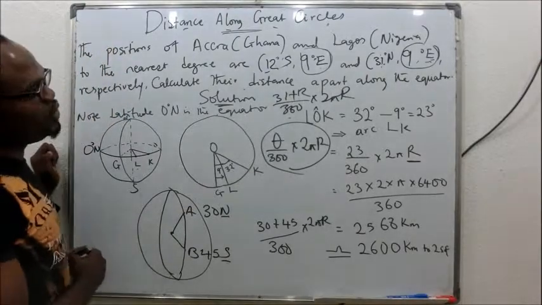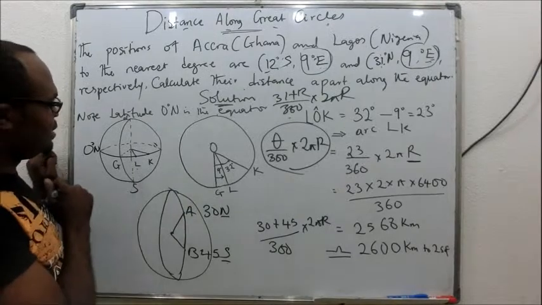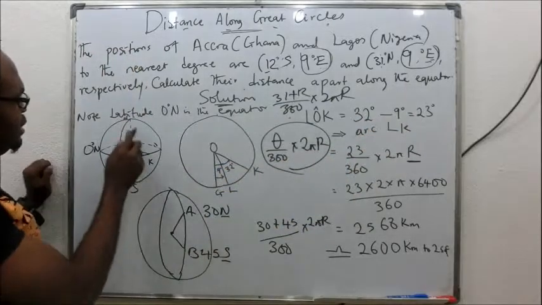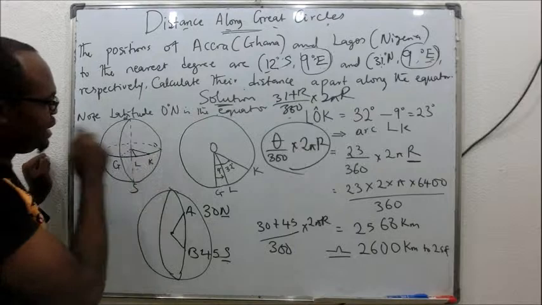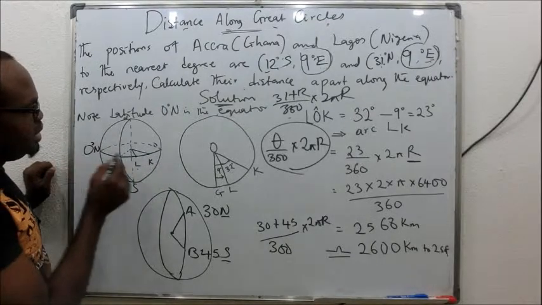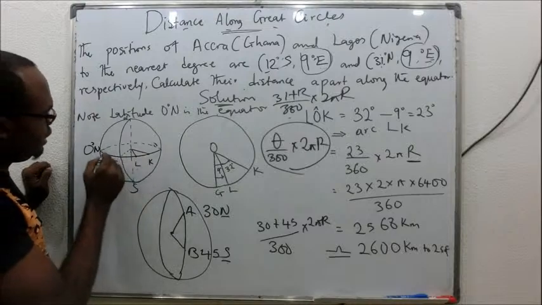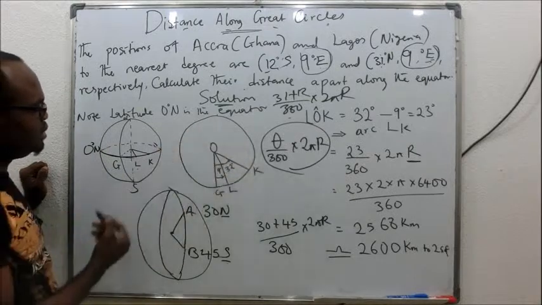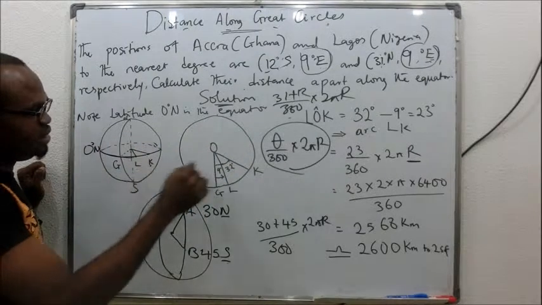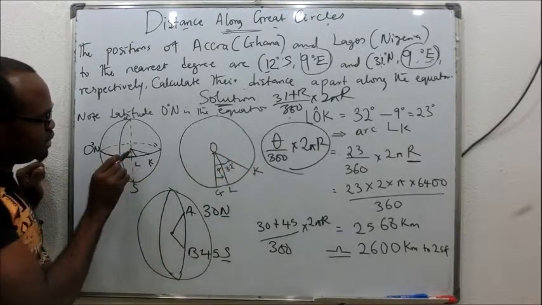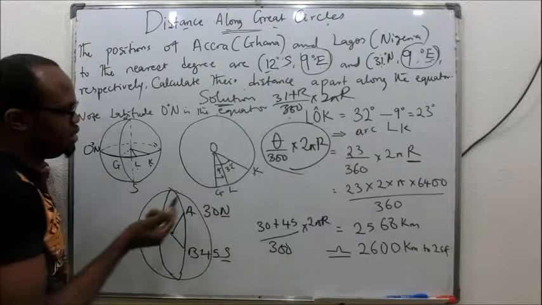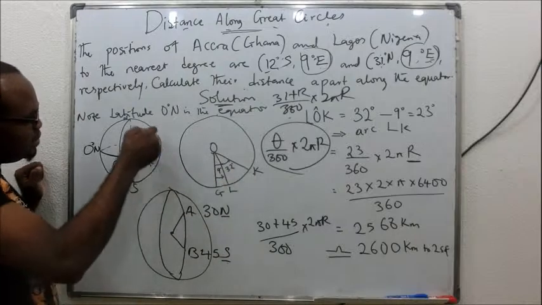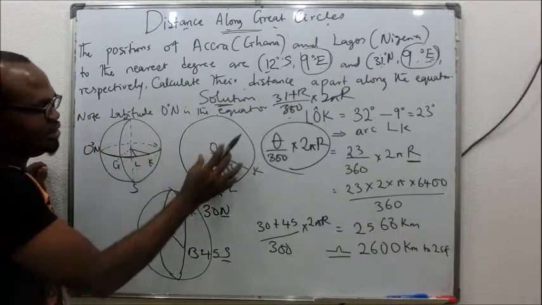Now, why did we have to subtract in order to get 23? Now, if you look at this question now, this is the initial diagram that is given. Now, it is being calculated along the equator. So this equator is a circle on its own. And that is the circle that I brought out here. Now, from the middle, you have point K, point L, and point G. So this circle is actually the circle of the equator, actually. So I brought it out to be clear.